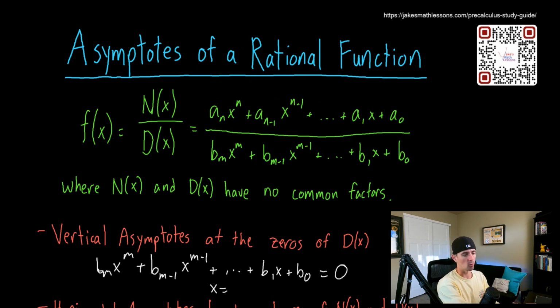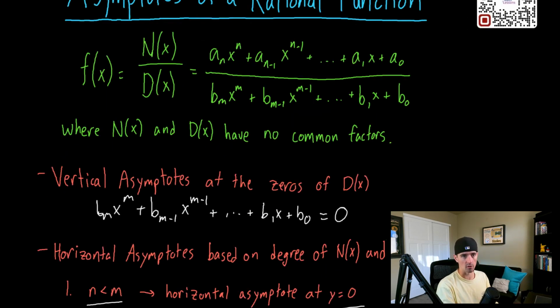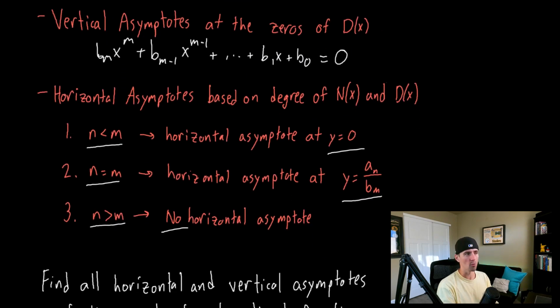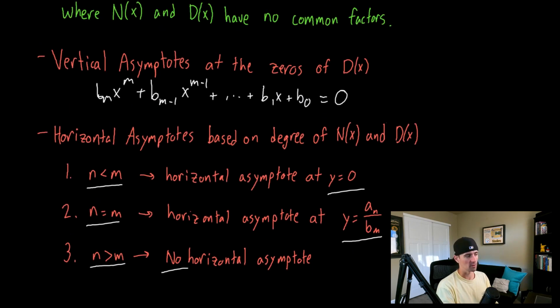So like I said, we'll go through an example and I'll show you how to actually do that. But in general, if you take the bottom of your fraction, set it equal to 0, and solve for x, that gives you your vertical asymptotes. Pretty straightforward. Horizontal asymptotes are a little bit more involved though. So let's talk about those.